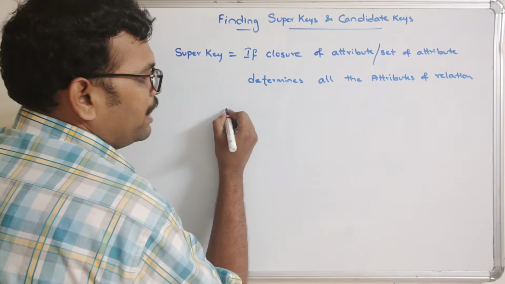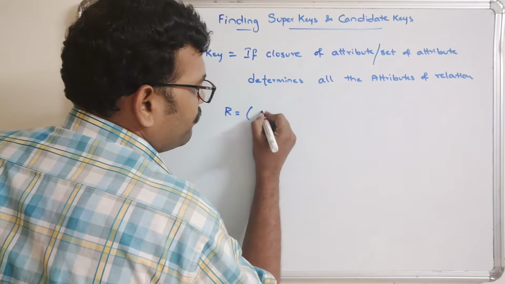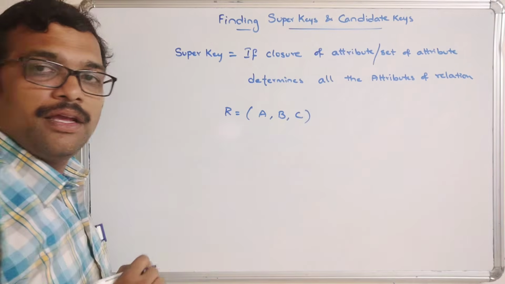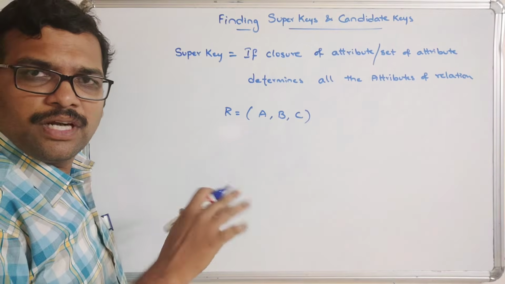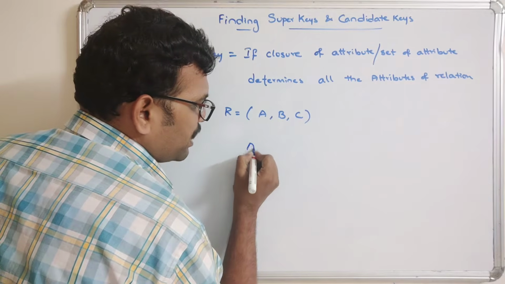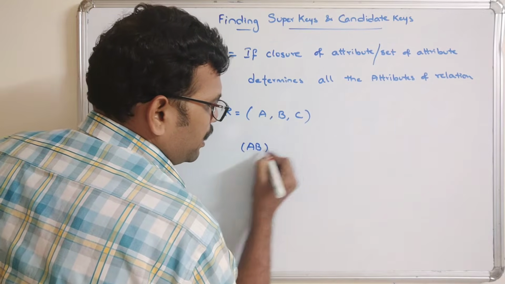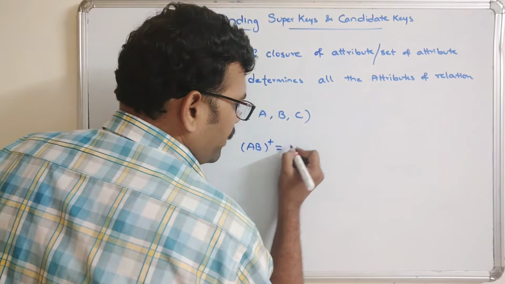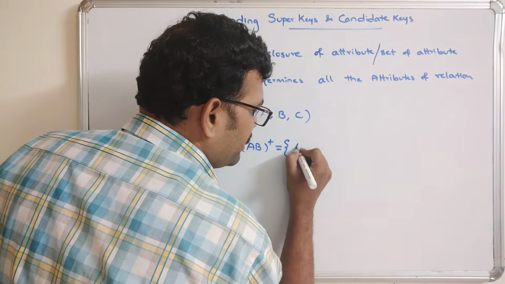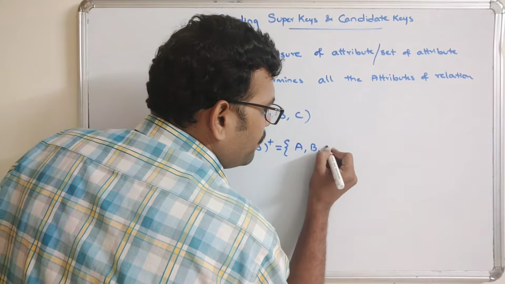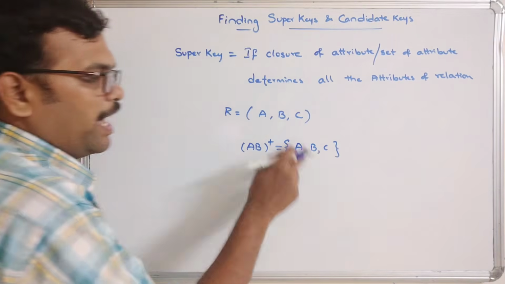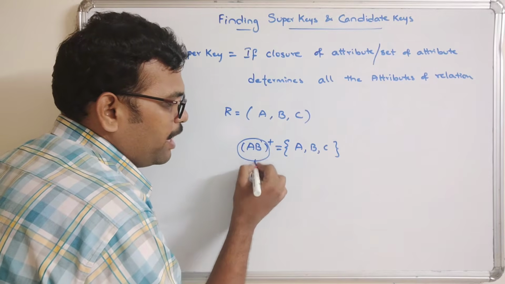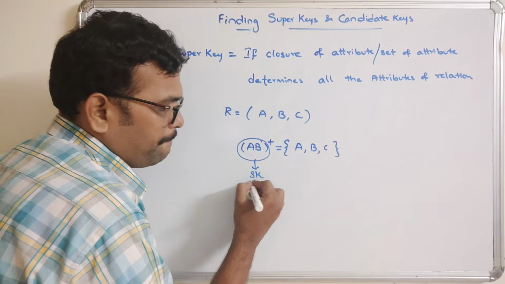For example, if a relation has the attributes A, B, C, and there are some functional dependencies, we can also find the closure of AB, right? If the closure of AB can determine all the attributes of the relation, then simply we can say this AB is a super key.